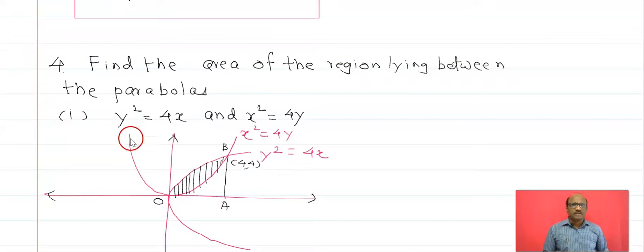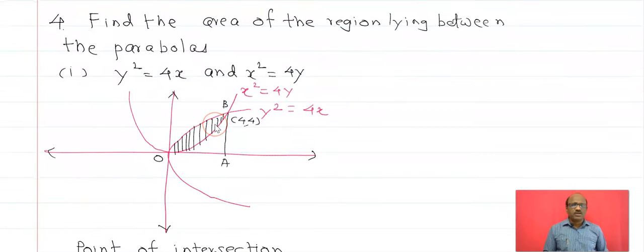Now the next problem: find the area of the region lying between the parabolas y square equals 4x and x square equals 4y. These are the two parabolas and they intersect at the point B as well as at the origin 0. The point of intersection is 4, 4. We have calculated this type of area in our MCQ question also. Now first we will find out the area below the parabola y square equals 4x and the area below the parabola x square equals 4y.